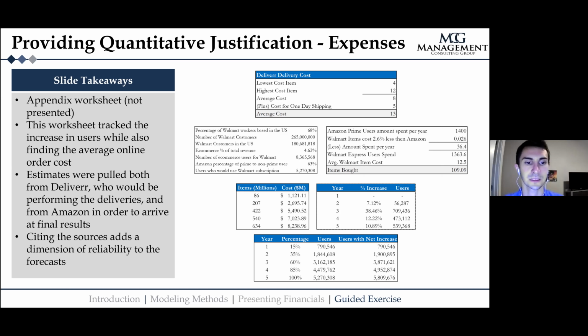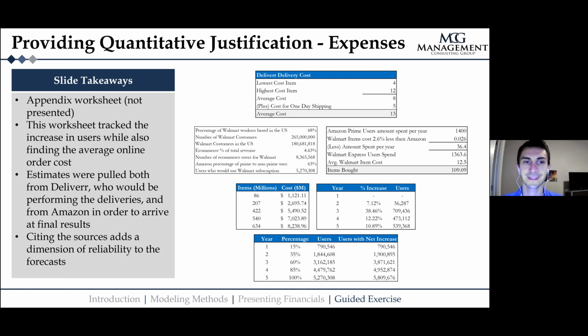The last thing was setting the sources to add a dimension of reliability to the forecast. So we also estimated costs from Amazon, as said in that third bullet. For Deliver, we estimated costs based off their current costs for delivery. But Amazon we used as a basic level of information to estimate: okay, we know Amazon Prime works, let's convert that to Walmart standards and see if we can get a basic number.